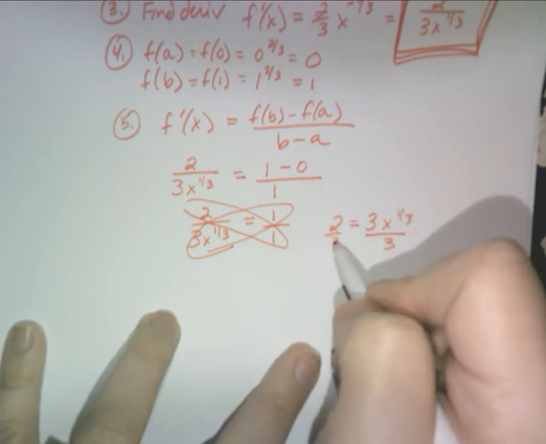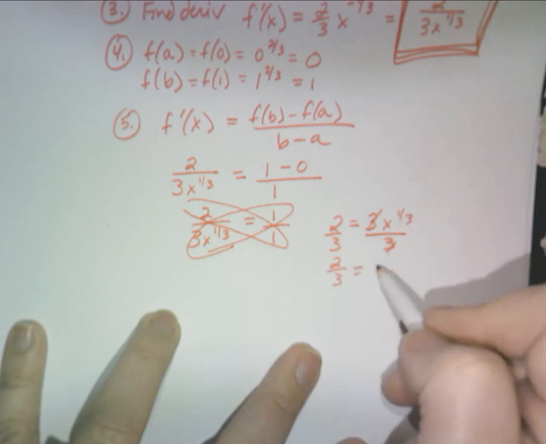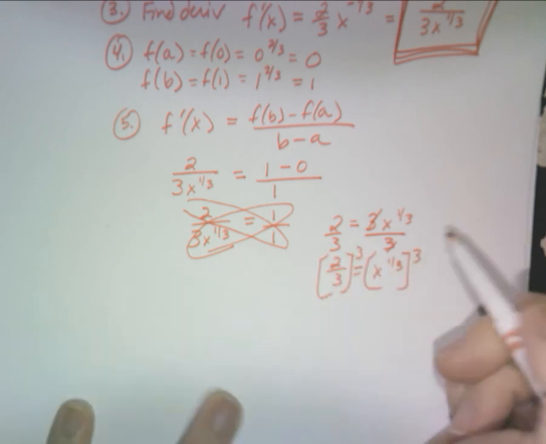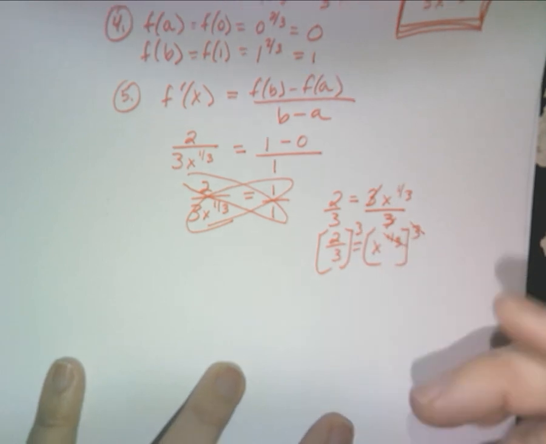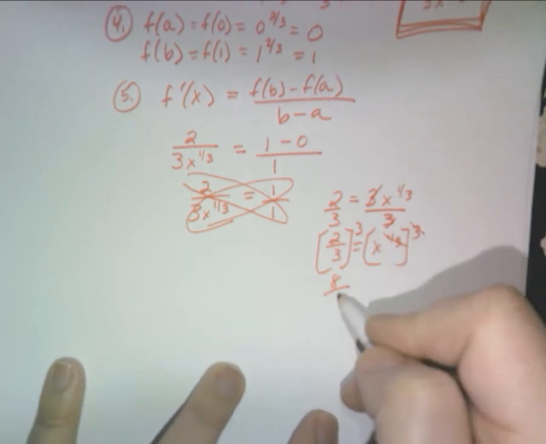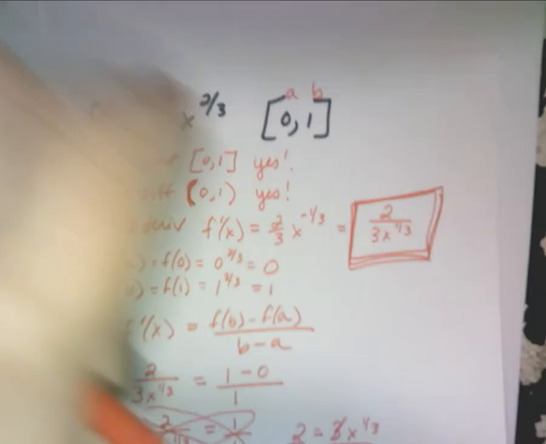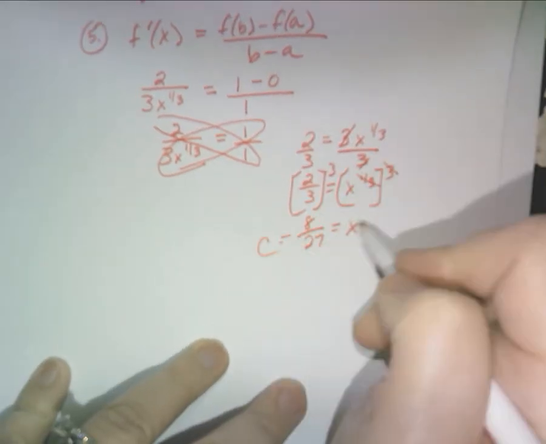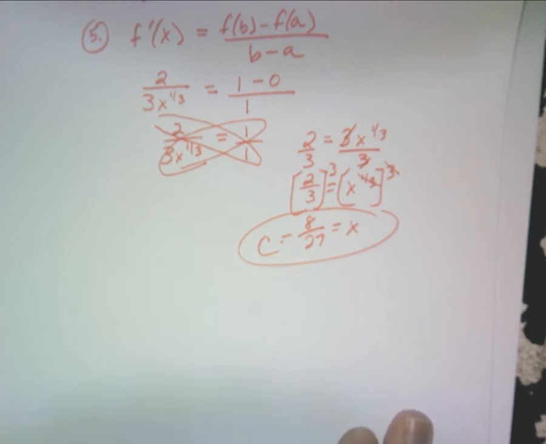Divide by 3. And then how do you undo a cube root or an x to the 1/3? You cube it. And what does that become? What's 2 cubed? 8. What's 3 cubed? 27. Is 8/27 in the interval of 0 to 1? It is. That is your c value. That is the point where the slope of the secant is equal to the slope of the tangent line. Okay?